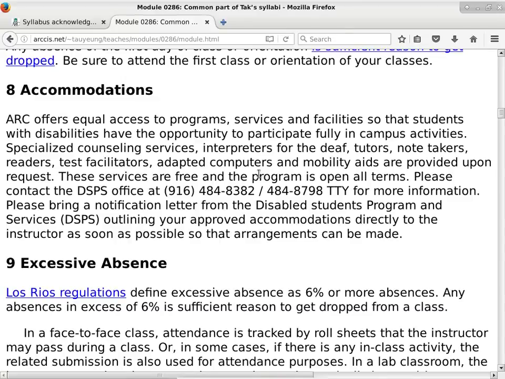Accommodations. If you need disability accommodations, you don't need to let me know, but you do need to let the DSPS office know about it. This is the phone number. If you need to know where they are located, you can read the map of ARC or ask me or ask anyone to find out the location of the DSPS.